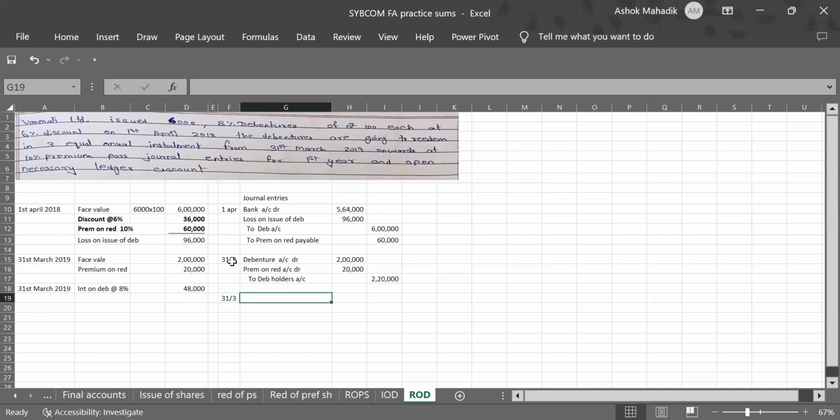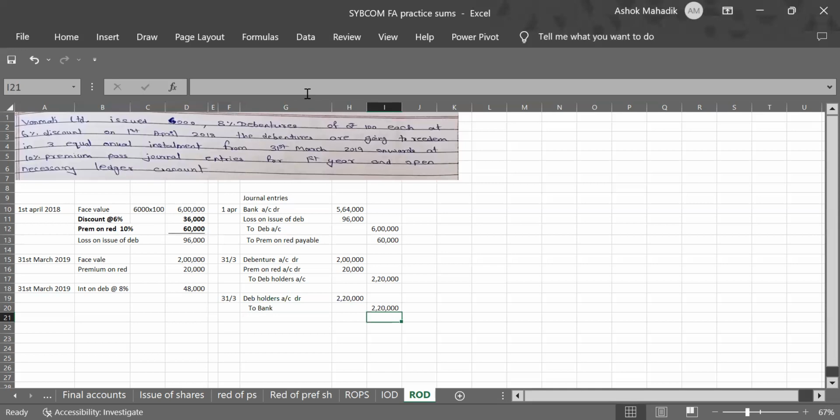Then we pass the entry for actual payment of this value to the debenture holders. So the entry will be debenture holders to bank. Debit the receiver, debenture holders account debit, to bank. How much? 2,20,000. That's it. I hope you can write the narration. I'm not teaching that part. So at the year end we have passed entries for redemption of debentures.